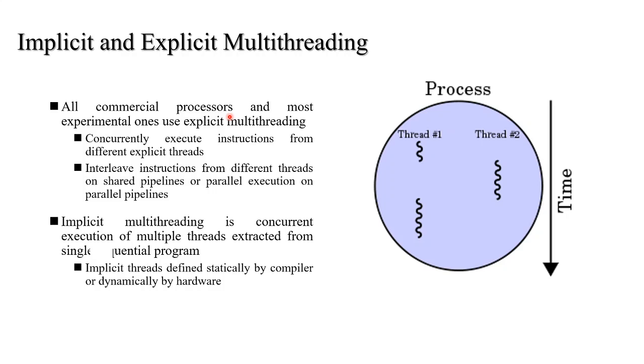All commercial processors and most experimental ones use explicit multithreading. These concurrently execute instructions from different explicit threads, either by interleaving instructions from different threads on shared pipelines or by parallel execution on parallel pipelines. Implicit multithreading refers to the concurrent execution of multiple threads extracted from a single sequential program. These implicit threads may be defined either statically by the compiler or dynamically by the hardware. In the remainder of this section, we consider only explicit multithreading.